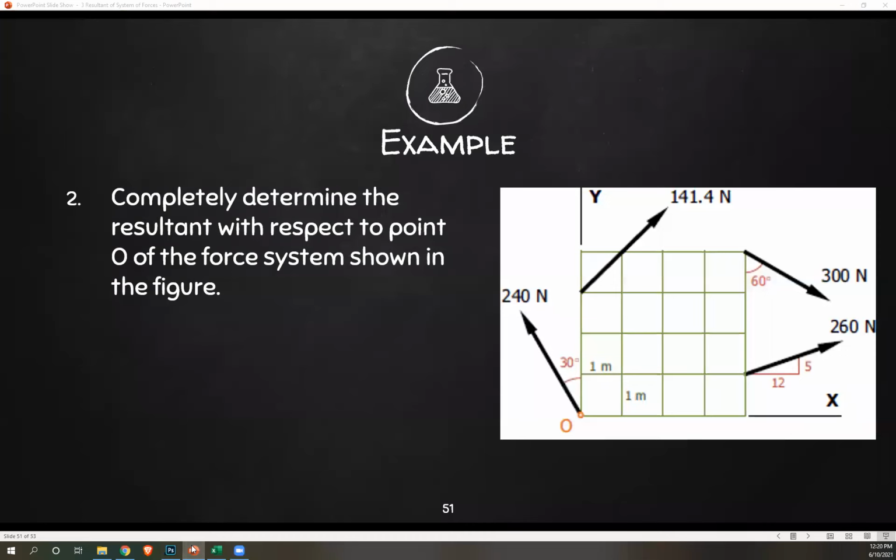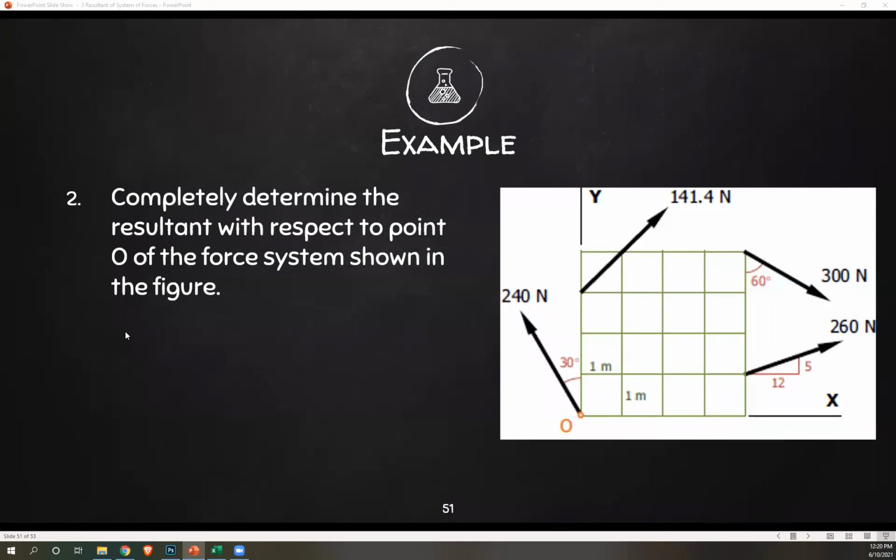Completely determine the resultant with respect to point O of the force system shown in the figure. So once again, completely determine, that's the magnitude of the resultant, inclination, and position, and it's specified with respect to point O. So we don't have a choice. We have to take our reference point as point O.